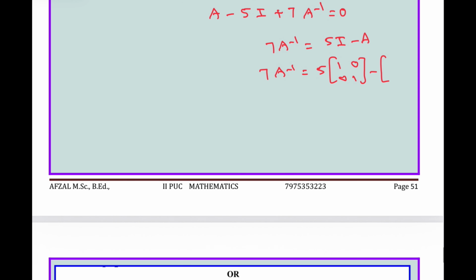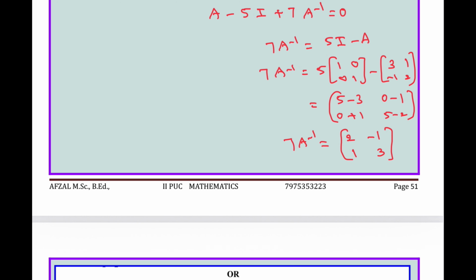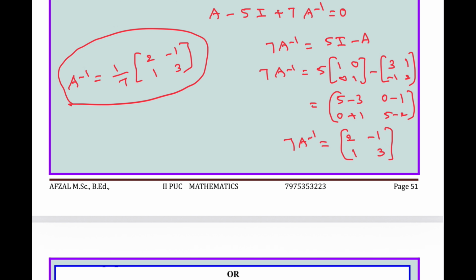3 1 minus 1 2. That equals 5 1s are 5 minus 3, 0 minus 1, 5 zeros are 0 plus 1, 5 1s are 5 minus 2. That equals 2 minus 1, 1, 3. This is 7A inverse. But we need A inverse. Therefore, A inverse equals, if you transpose the 7 to that side, 1 by 7 into 2 minus 1, 1, 3. This is the A inverse.